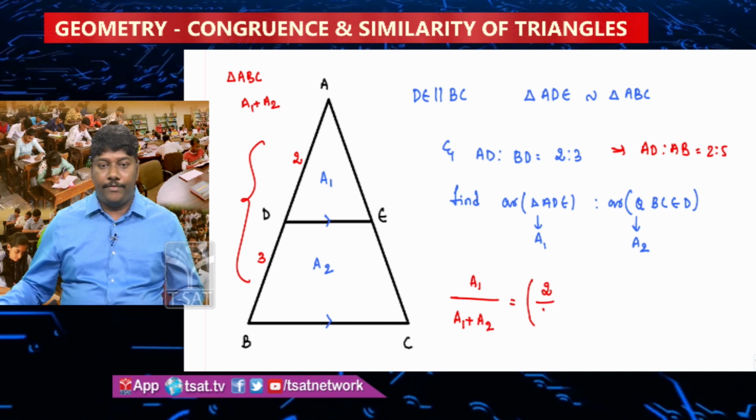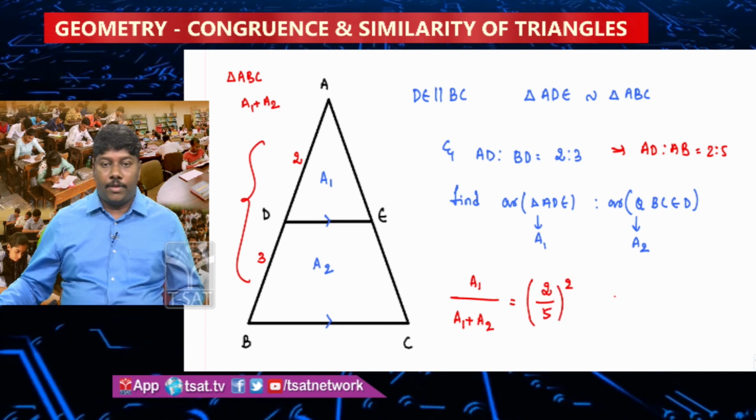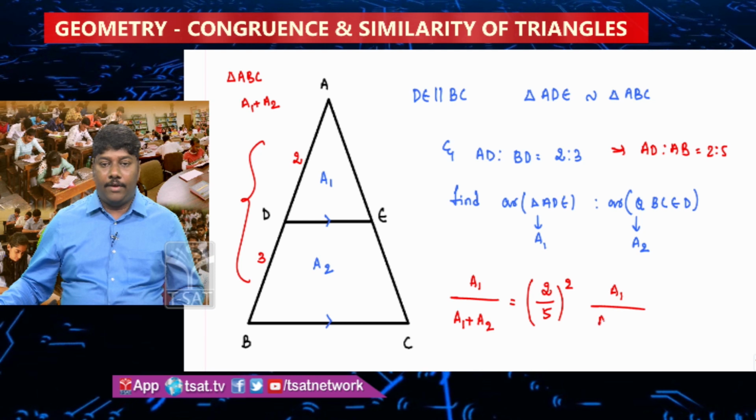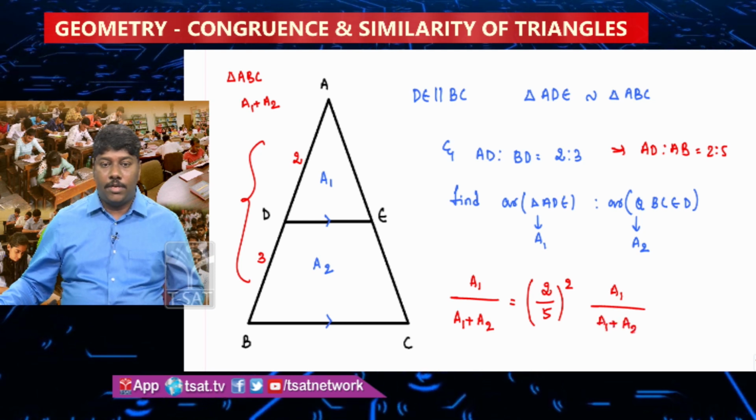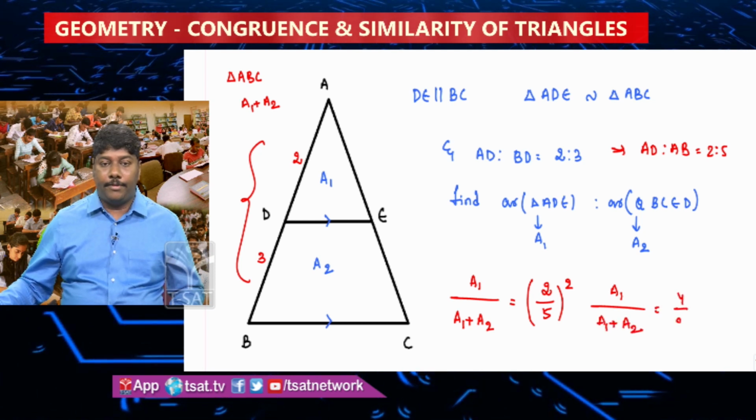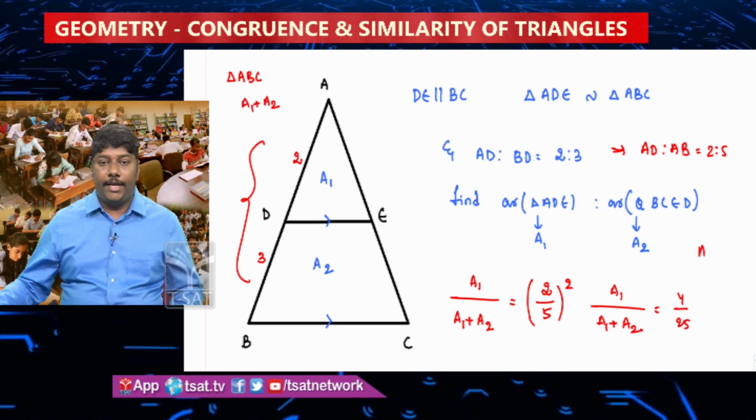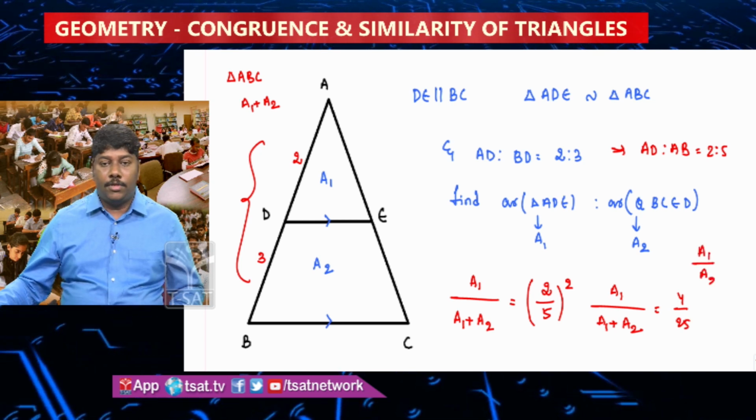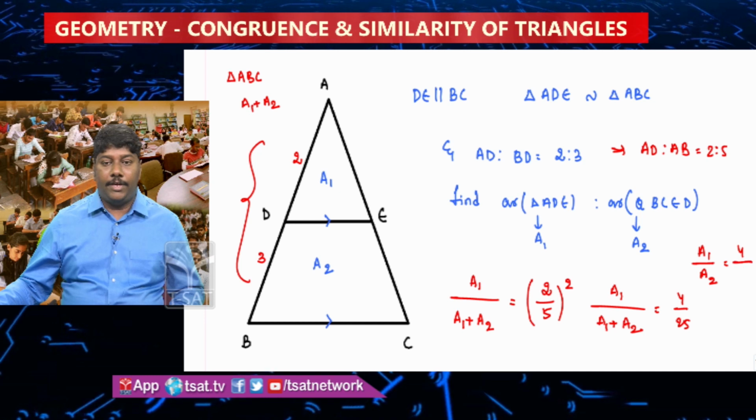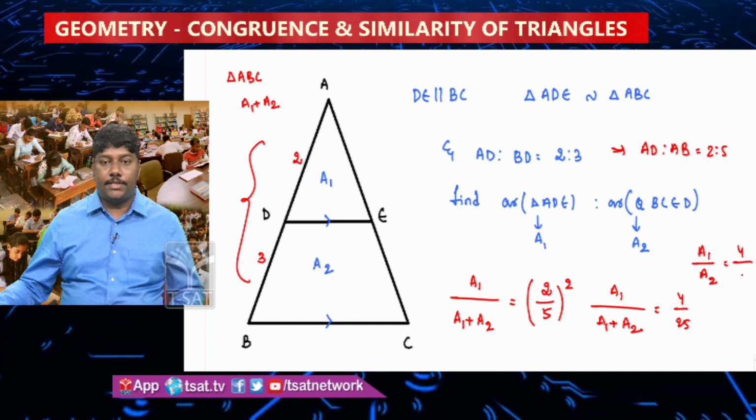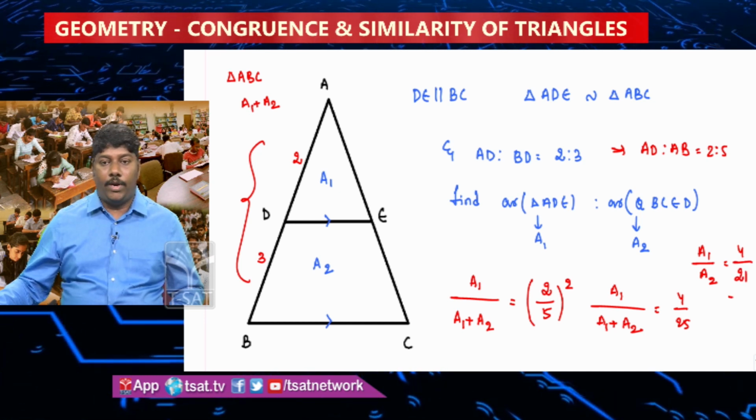So this is 2 by 5 whole square. Now area 1 by area 1 plus area 2 is equal to 4 by 25. But I am looking for area 1 by area 2. So this is 4 parts. Out of 25 parts you take out 4 parts. It becomes 21. So far we have seen the properties of congruency and the similarity of triangles.